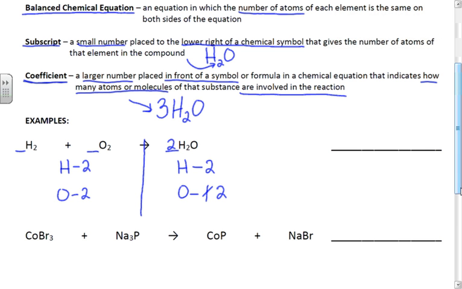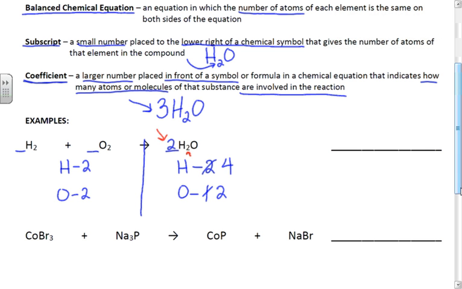Whenever you look at this number and you also have a subscript, you have to multiply those to see how many of that element you have. So we take the 2 times 2, and now we actually have 4 hydrogen. So we fixed oxygen, but we messed up hydrogen in the process. And that's going to happen sometimes. That's okay. That's part of the process.